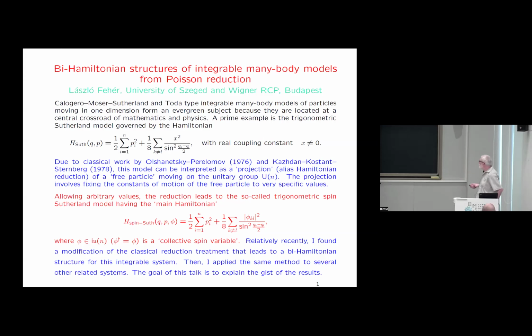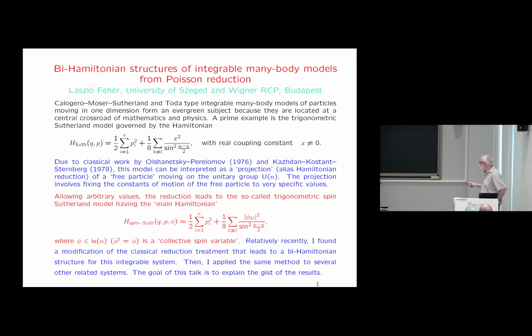And if you fix the moment map for the conjugation action of the unitary group to an arbitrary value, or if you don't fix it at all, just take the quotient of the phase space by the symmetry group, which is the unitary group acting by conjugation, and that lifts to the phase space, the cotangent bundle, then you get the so-called spin Sutherland model. Here phi, in my convention, is a Hermitian matrix, which is also a dynamical variable.